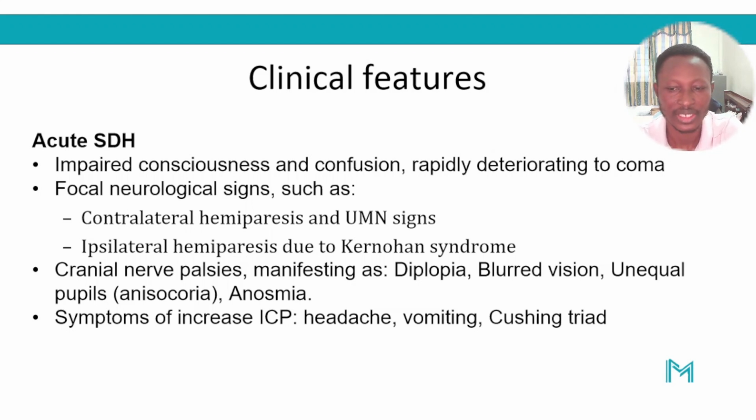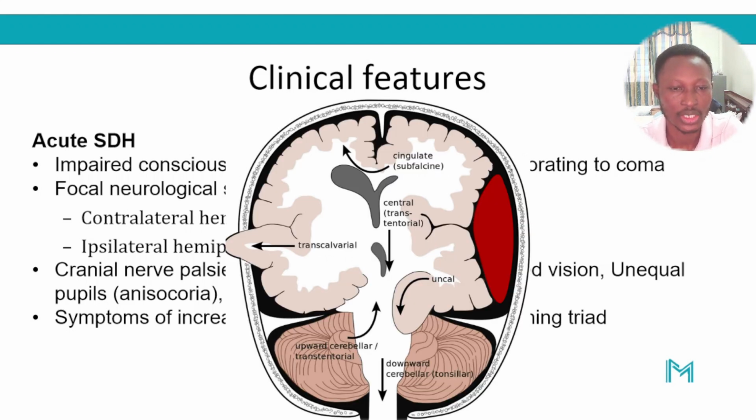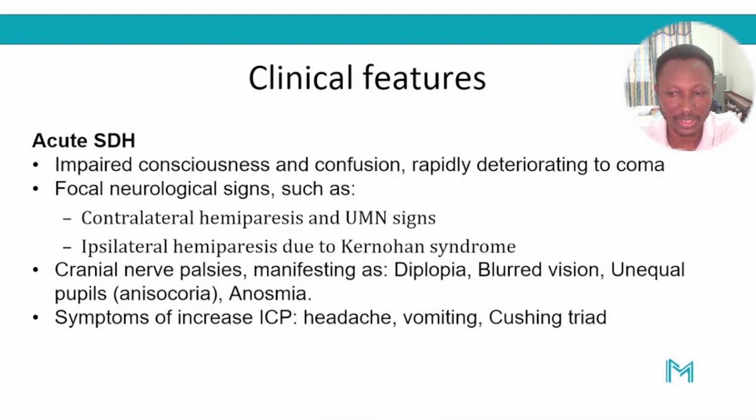So Kernohan syndrome is because of uncal herniation. So herniation of the uncus, which is a part of the temporal lobe, herniating and compressing on the cerebral peduncle. When you have this uncal herniation, there's a paradoxical weakness on the same side. So it's paradoxical. You have a lesion on the right side of the brain, we are expecting weakness on the left side of the body, but then you are seeing weakness on the right side of the body. So it's paradoxical, and it's a false lateralizing sign. And this is because of uncal herniation. So you might also see this in patients with acute SDH.